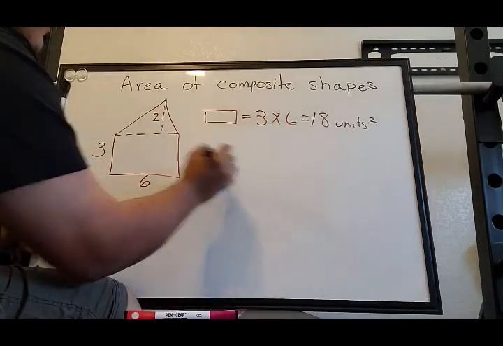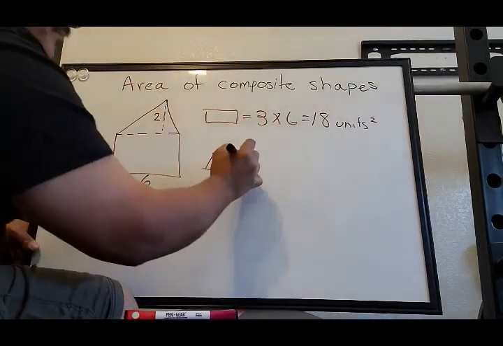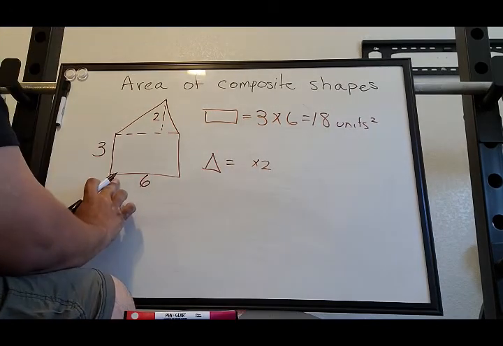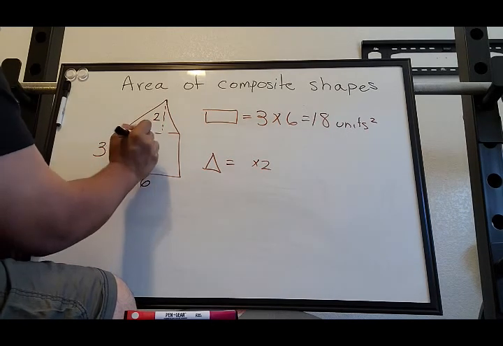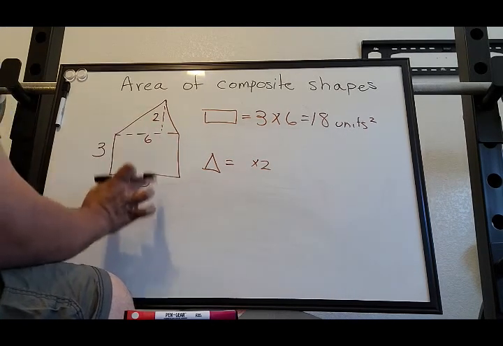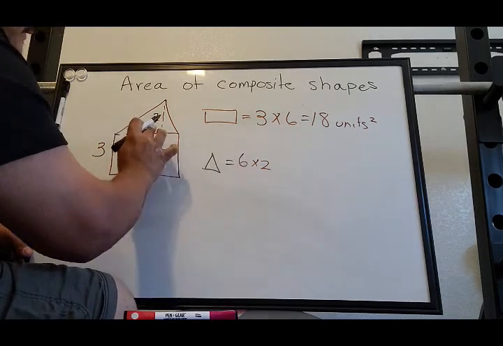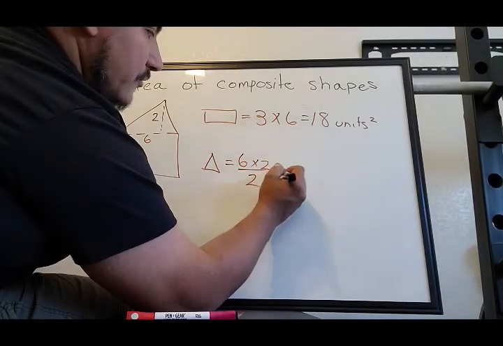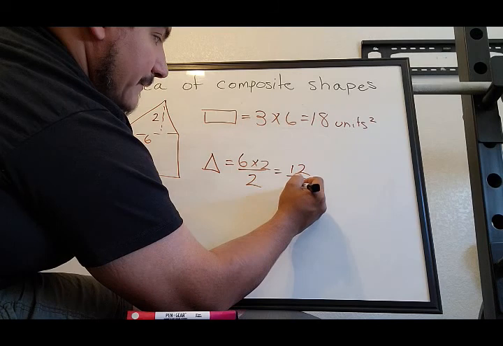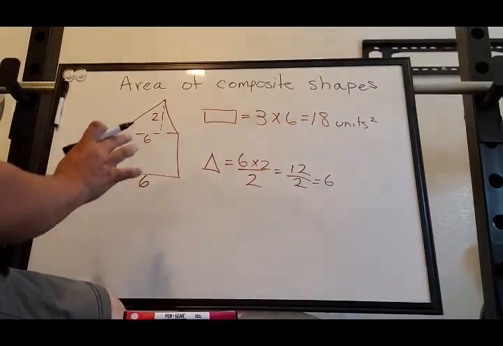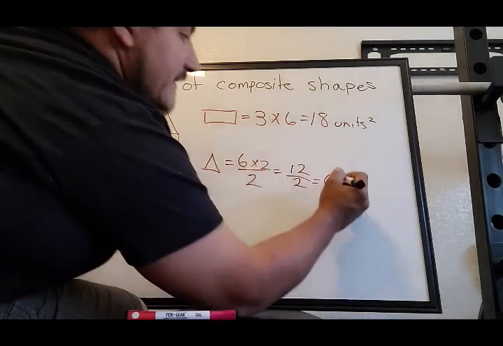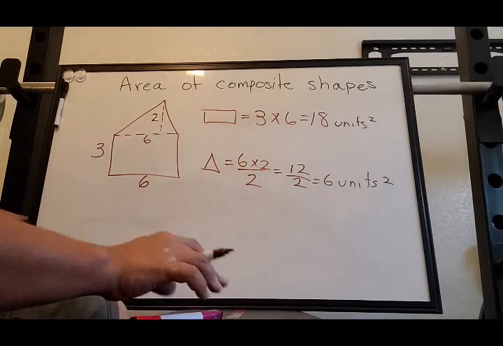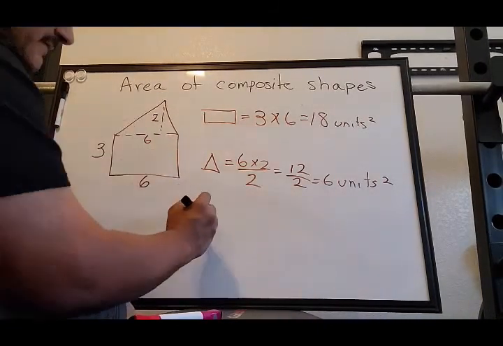Now, our triangle, our height is 2, and our base is also 6. As you can see, this will translate to here because it's a rectangle. So 6 is our base, 2 is our height, and we're going to divide by 2. 6 times 2 equals 12. 12 divided by 2 equals 6. So the area of our triangle is 6 units square.